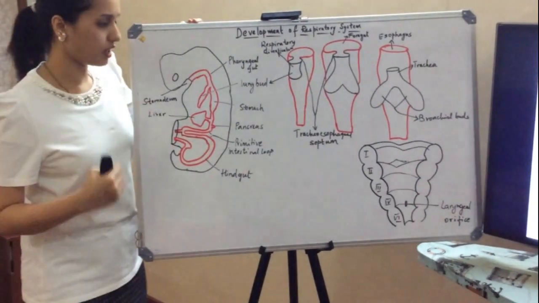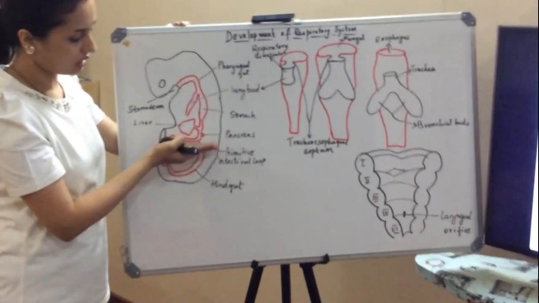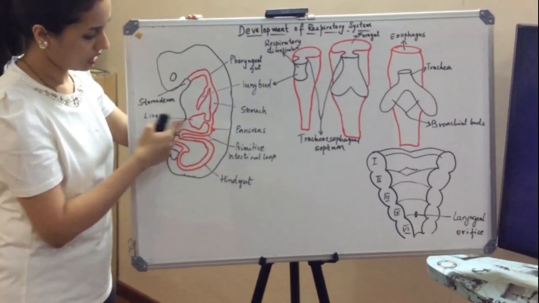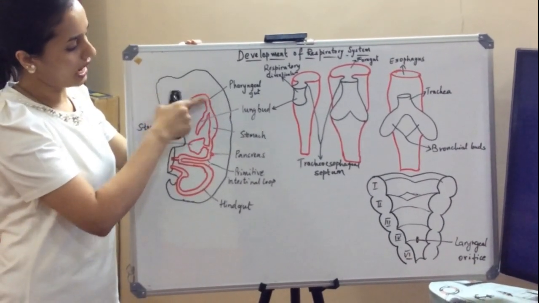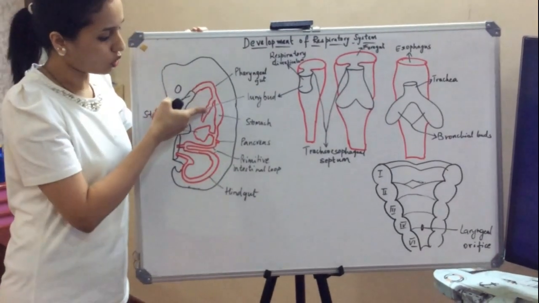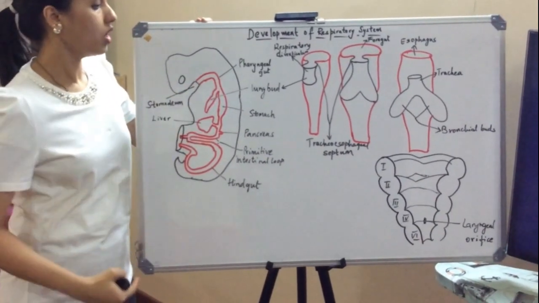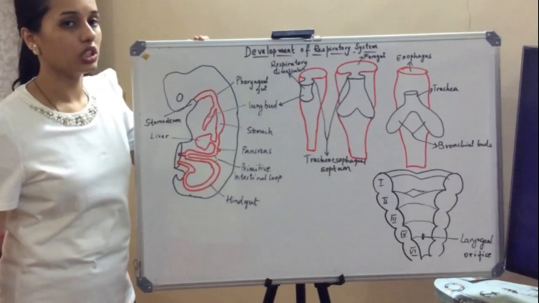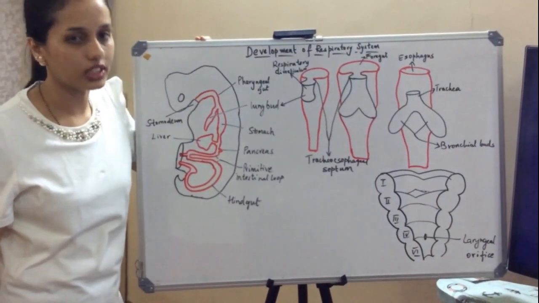Okay, and the endoderm is divided into 3: foregut, so this is the foregut part, then the midgut and the hindgut. Till here is the foregut, this is the midgut and the hindgut. So near to the cranial end of the foregut, there will be appearance of a diverticulum. Okay, there will be outgrowth from the ventral wall of the foregut. Ventral wall is the anterior wall. Okay, from the ventral wall of the foregut, there will be a small outgrowth, which is called as the lung bud or the respiratory diverticulum.